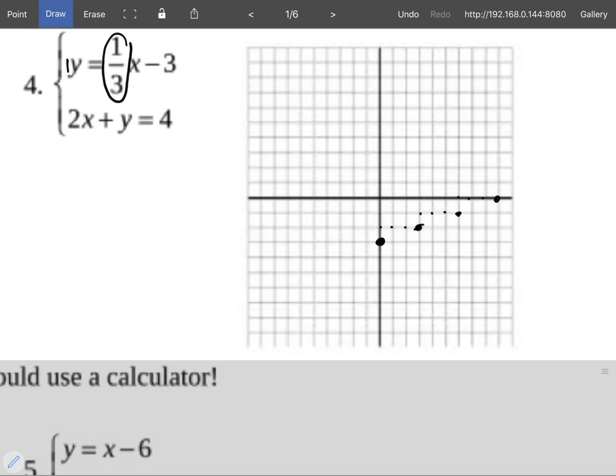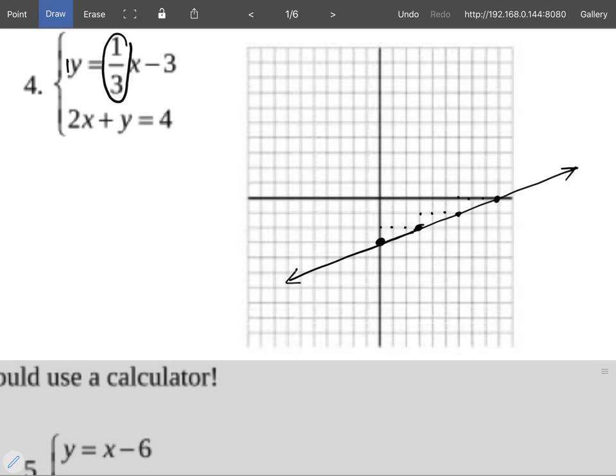So let me graph that top line, or that first line. Hold on one second. There you go.